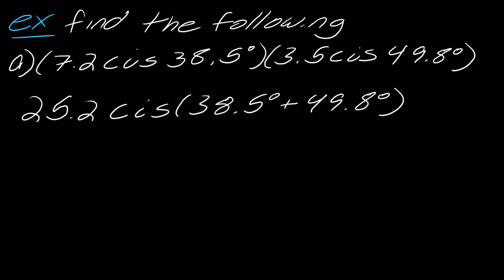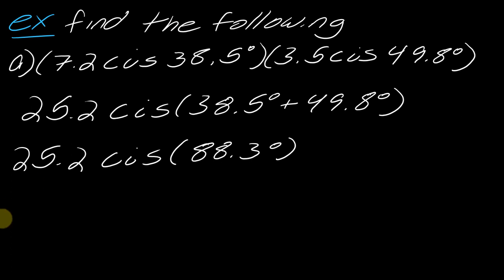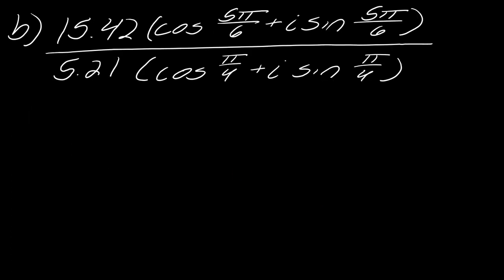Okay, so I multiply the 2 numbers in front together, and then I add up the degrees. So I get 25.2 CIS 88.3. Okay, and then what about this one?